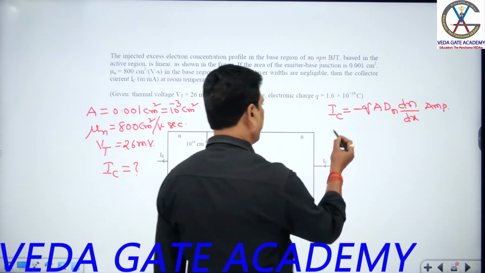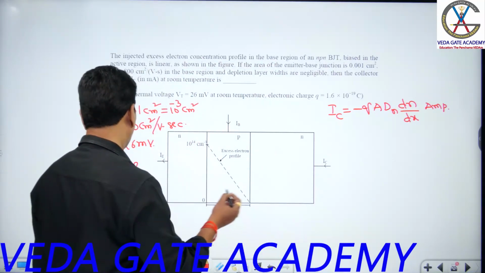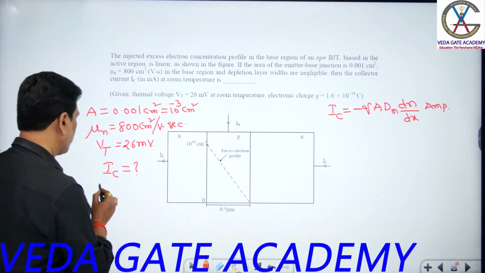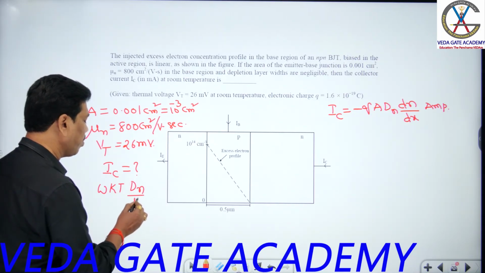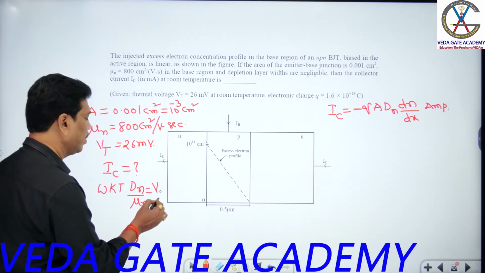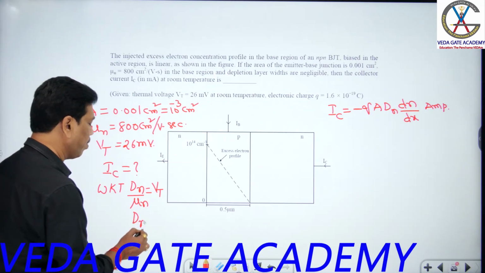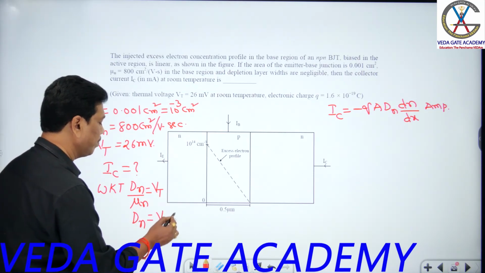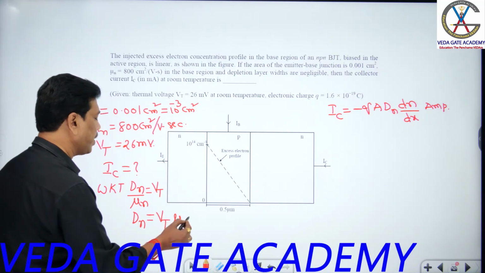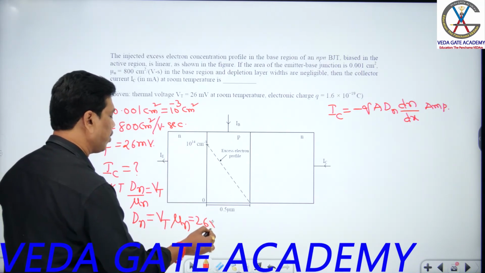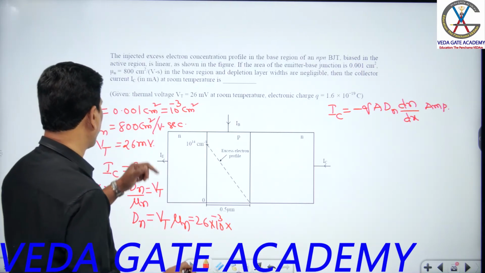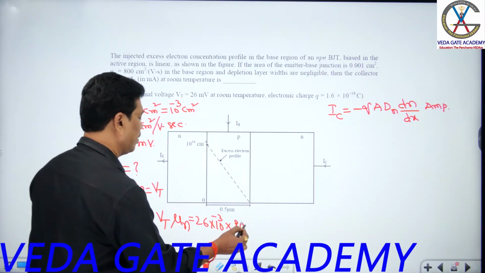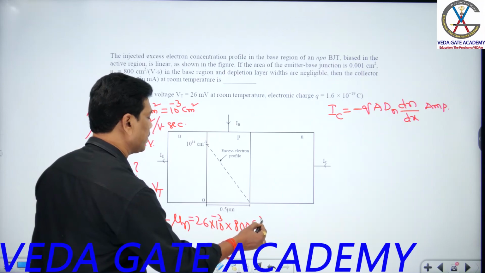Now I substitute everything there. What is the Dn? Now I can calculate Dn. We know that Dn by mu n equals Vt, students. Then Dn equals Vt into mu n. Vt is 26 into 10 power minus 3, and mu n is 800, students. So the unit is centimeter square per second.